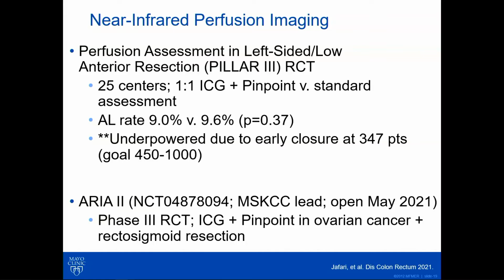An ongoing study that Dr. Oliver Zivanovic at Memorial Sloan Kettering is leading is ARIA-2, which is a phase 3 randomized trial of ICG plus PINPOINT versus standard assessment, specifically in ovarian cancer. And this is a study they're aiming for about 580 patients to be enrolled, and it just opened in May of this year. So additional questions and answers to come.